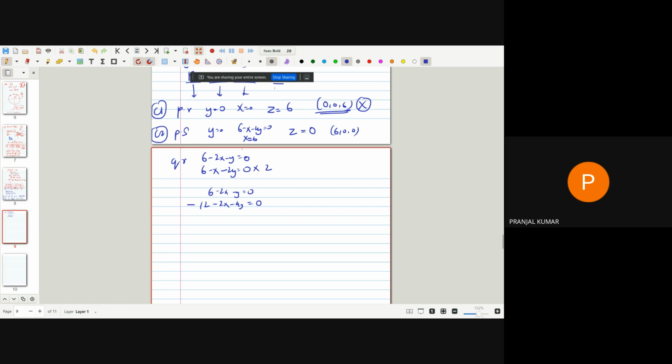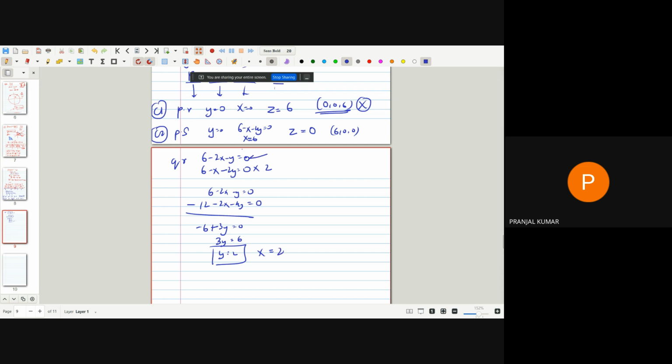Now subtract the second equation from the first. So you will get minus 6 plus 3y is equal to 0. So 3y is equal to 6. y is equal to 2. x is equal to, just calculate it from here. So x is equal to 2 only.